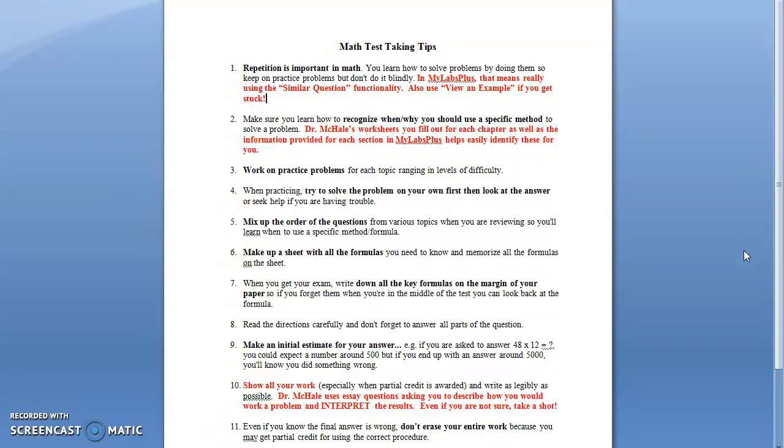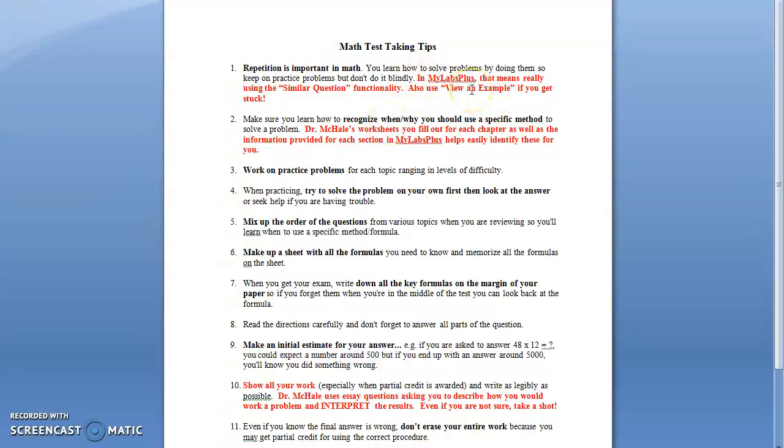Now that you have an idea of how Dr. McHale tests, I thought it would be good to review some of these skills, especially if you didn't do as well as you wanted to on the test last week. I'm going to go fairly quickly through these. Repetition is important in math.